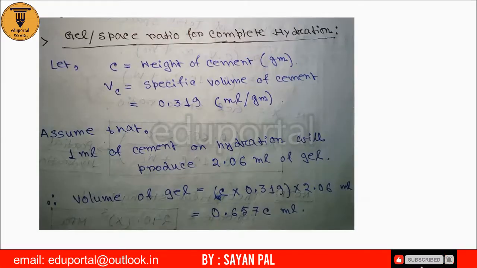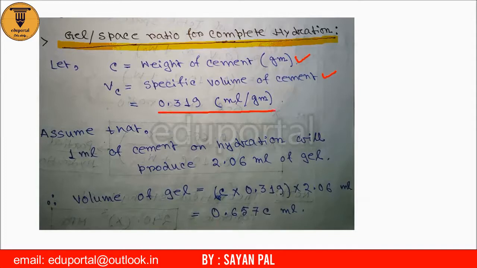Now, gel space ratio for complete hydration. Suppose C is the weight of the cement in gram. Vc is the specific volume of cement. So what is specific volume? It is the volume per unit weight. The specific volume of cement is 0.319 ml per gram, and we assume that 1 ml of cement on hydration will produce 2.06 ml of gel. This we need to remember: 1 ml of cement produces 2.06 ml of gel.